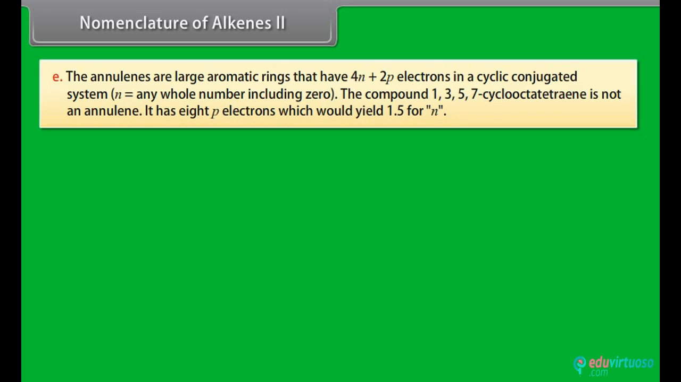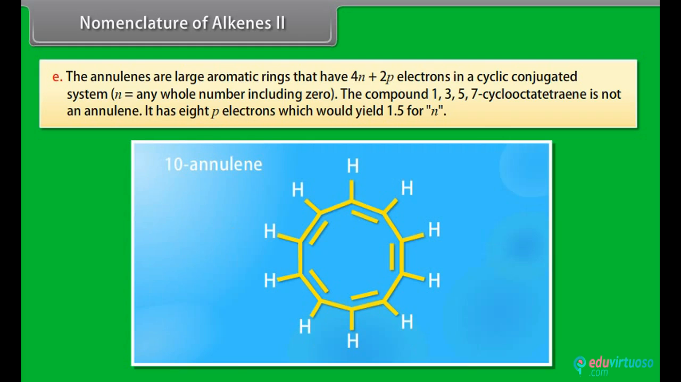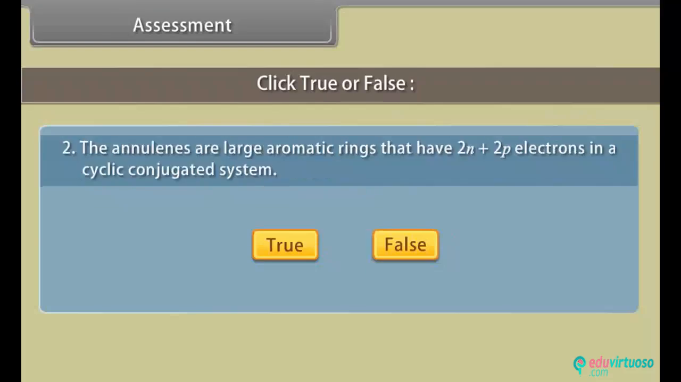The compound 1,3,5,7-cyclooctatetraene is not an annulene. It has 8 p electrons, which would yield 1.5 for n. Structure of 10-annulene. Structure of benzene.